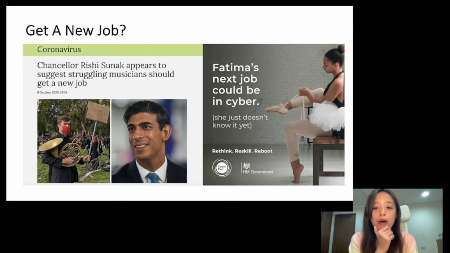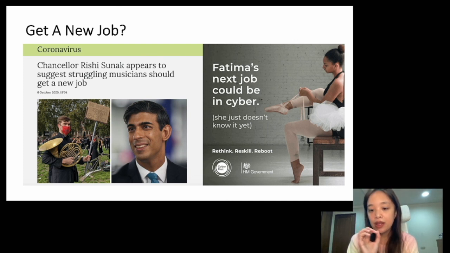I want to give you an example that happened last year that really made me think a lot. When the rest of the world, maybe Taiwan was in a very special place at the time, but when everywhere in the world had been influenced by the COVID-19 coronavirus, there was a lot of discussion in the UK about creative workers, because their chancellor appeared to suggest that struggling musicians should get a new job. He was asked how do we help the musicians out when they don't get to play live, and so on and so forth.